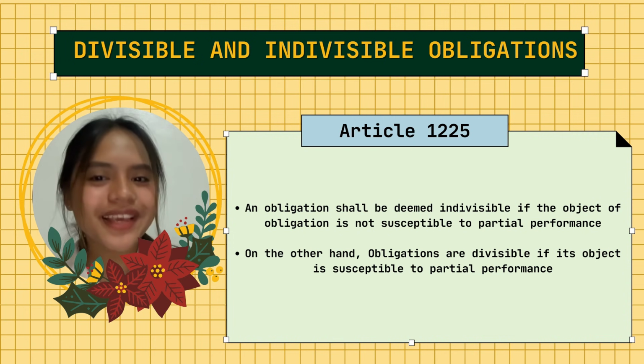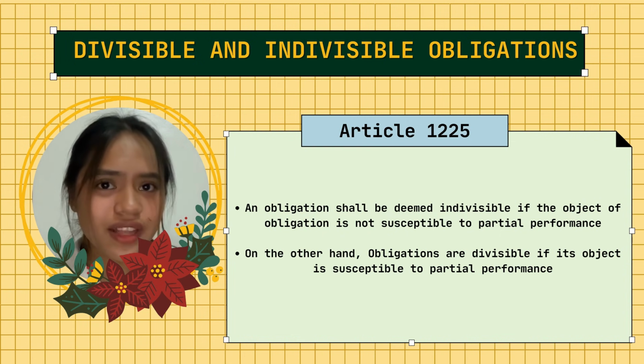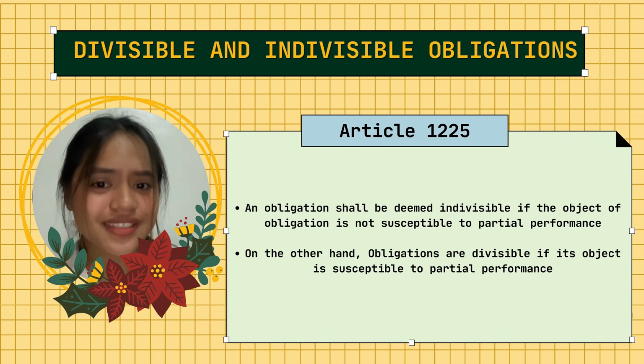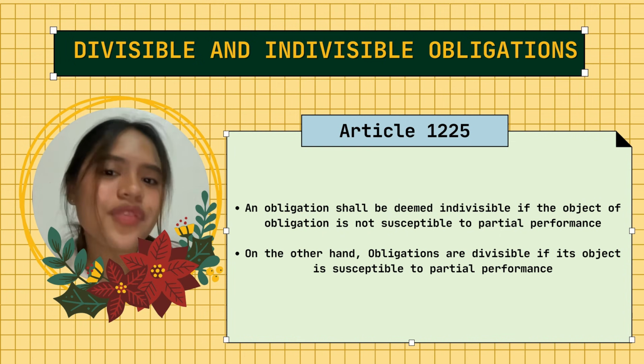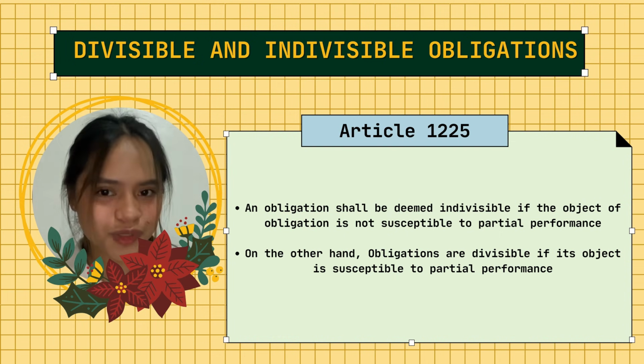Once again, obligations shall be deemed indivisible if the object of the obligation is not susceptible to partial performance. On the other hand, obligations are divisible if its object is susceptible to partial performance.